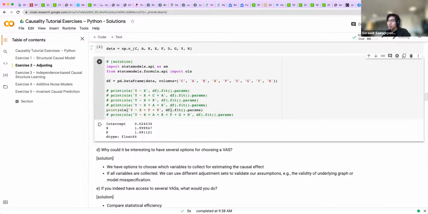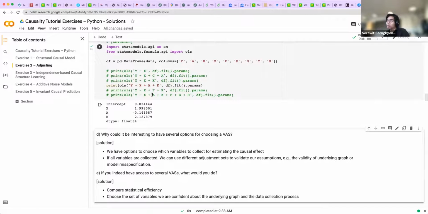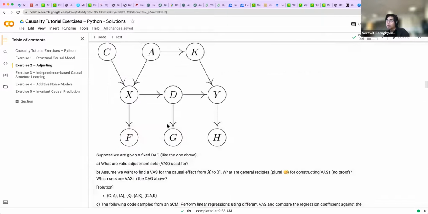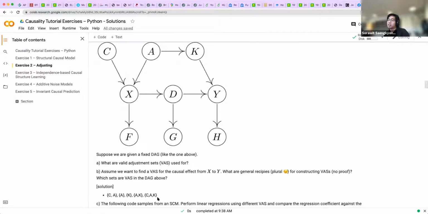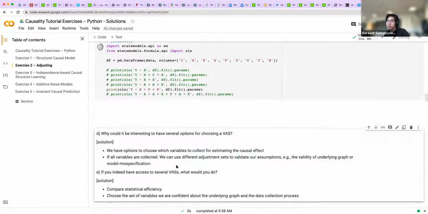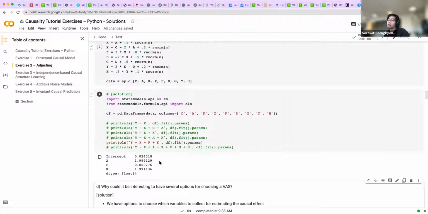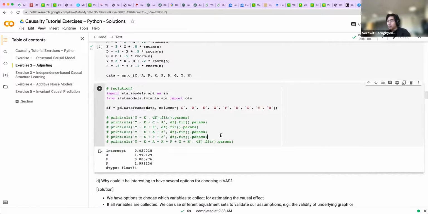Maybe try some other things. Sorry, maybe A and K first. This is also a good one. And maybe I try X, F and K. So F and K here, which is not in the list of the set that we derive from the rules, but maybe this is also a good one, even though it does not satisfy this backdoor criterion, because with the backdoor criterion you cannot use a descendant of X.